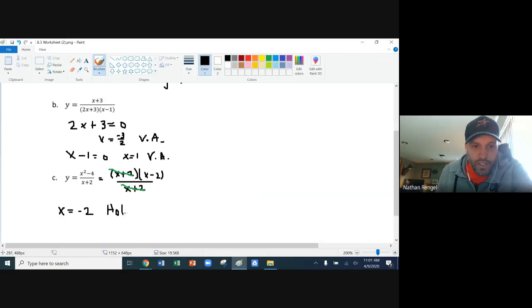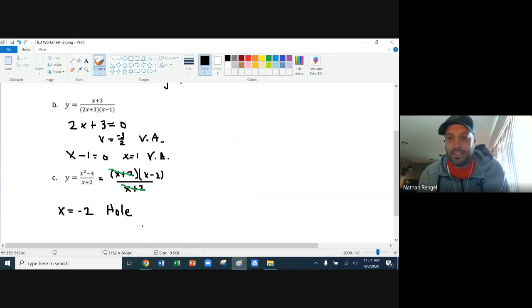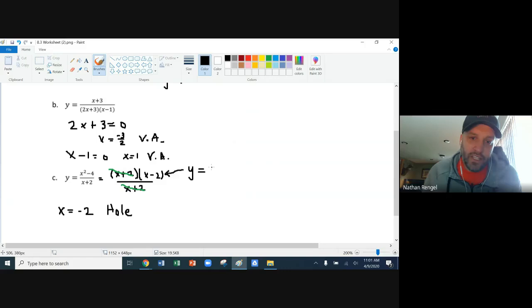If you weren't sure about that, you could graph this function out. You would see in your table that there would be a point of discontinuity at -2, but you would not see a vertical asymptote. This one actually would just graph the y equals x minus 2. It'd have a slope of 1, y-intercept of -2. So you just see a straight line, but you would see that there is a point of discontinuity at -2, which is your hole.